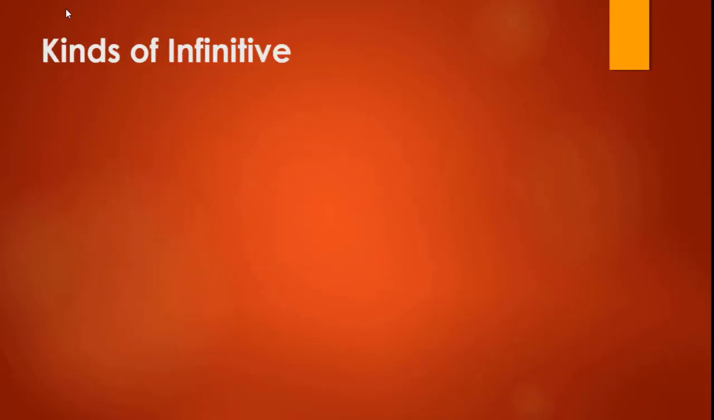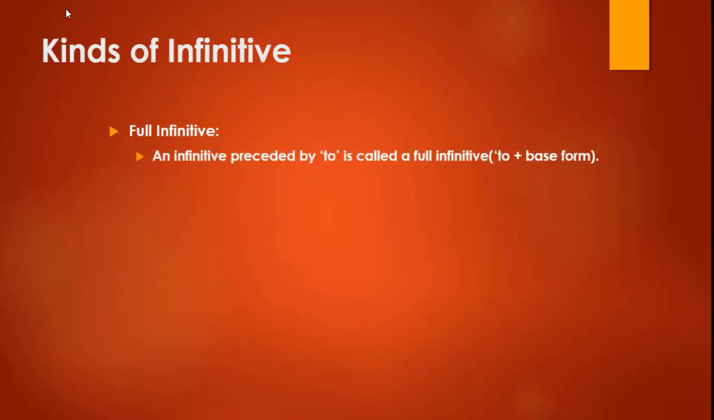Dear students, now we go further. We are going to discuss the kinds of infinitives. Number 1, first kind of infinitive is full infinitive. An infinitive that is preceded by to is called a full infinitive. Its form is to plus base form of the verb. Example is, this is a nice place to live.